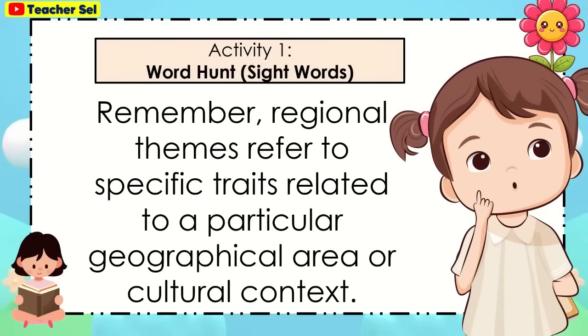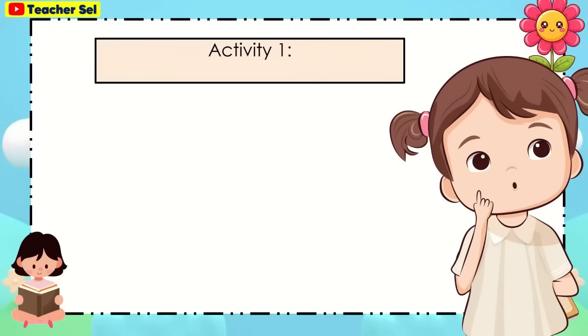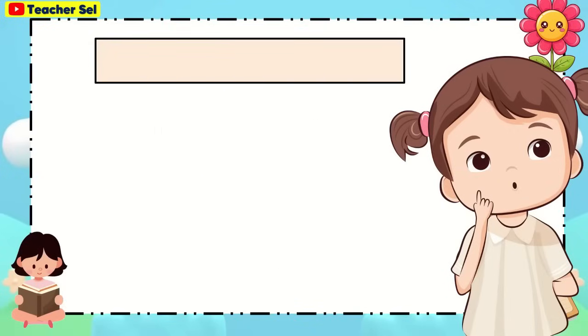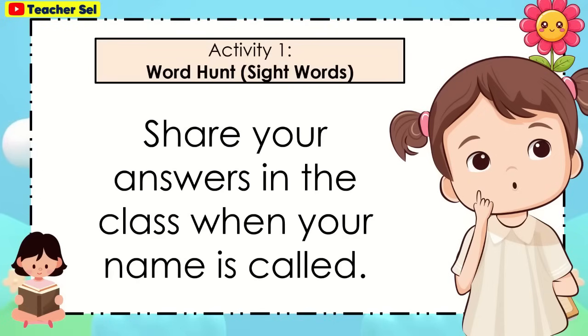Remember, regional themes refer to specific traits related to a particular geographical area or cultural context. These themes can manifest in various fields, such as location or place, human-environment interaction, movement or flow of people, goods or ideas, food, fashion, and clothing. Share your answers in the class when your name is called.